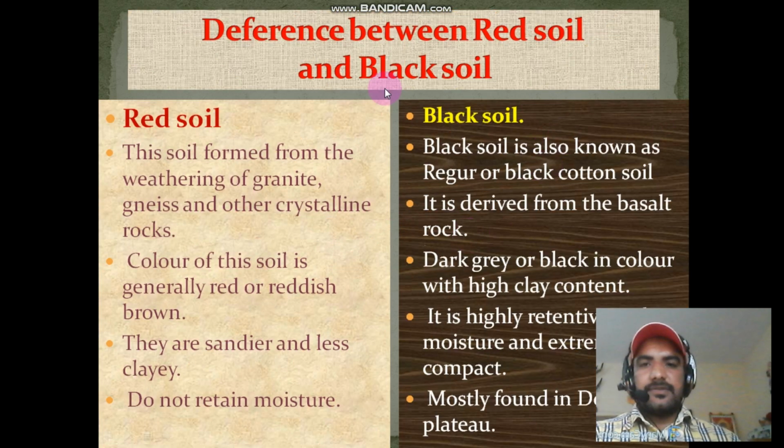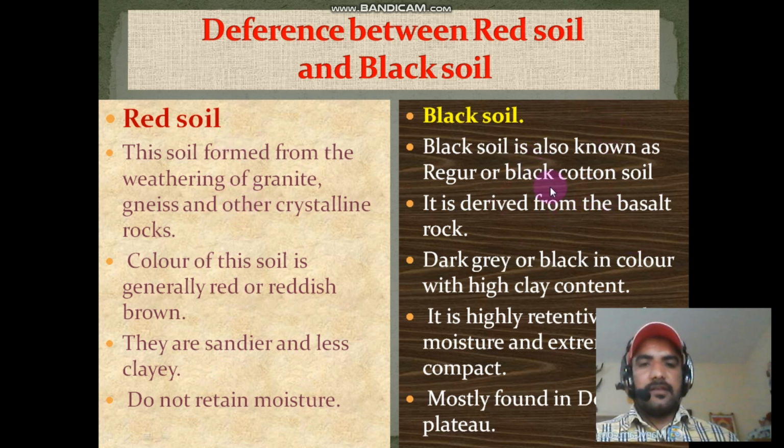Go to the next question. There is a difference between red soil and black soil. The red soil is formed from the weathering of granite, gneiss and other crystalline rock. The color of this soil is generally red or reddish brown. They are sandy with less clay and do not retain moisture. So it is suitable to grow dry crops.